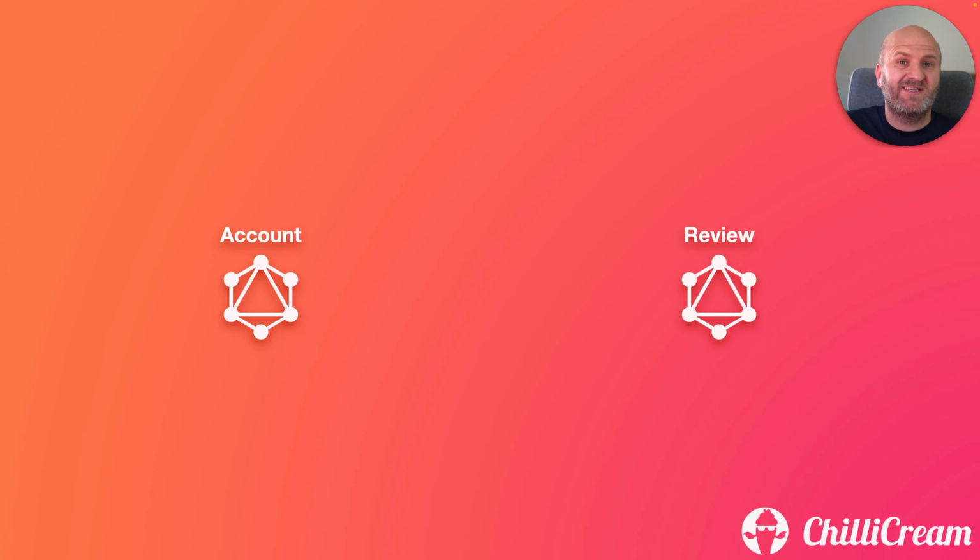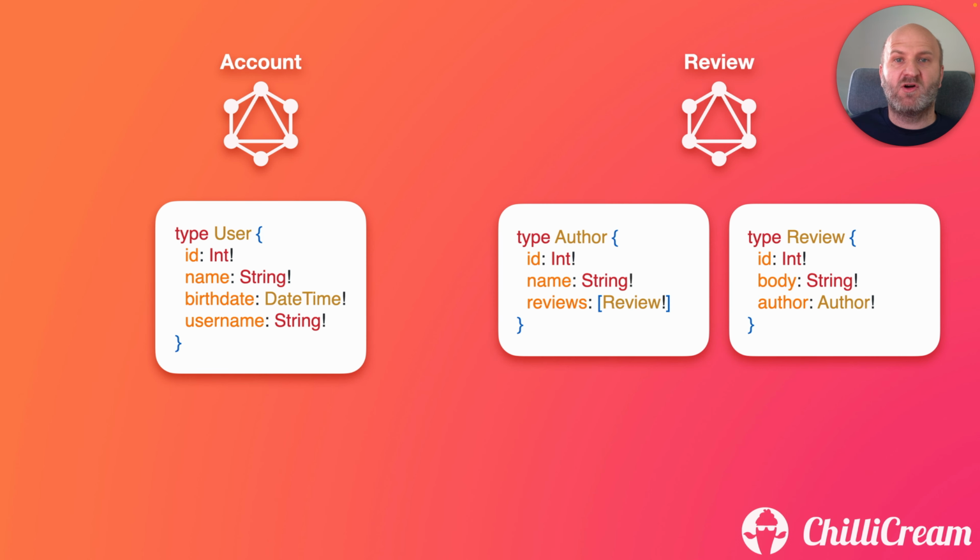I said we are using two subgraphs today to build a simple gateway here. In our case, we focus on an account subgraph and a review subgraph. The account subgraph is all about the user data. In our example, we have a user type here that has a couple of data like ID, name, the birth date, and the actual username that we are using to log in. So typical account data here.